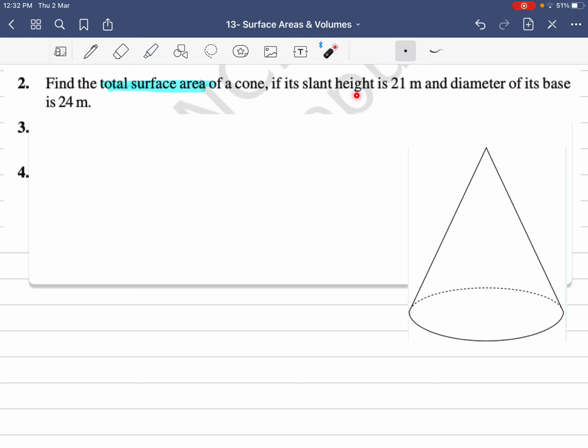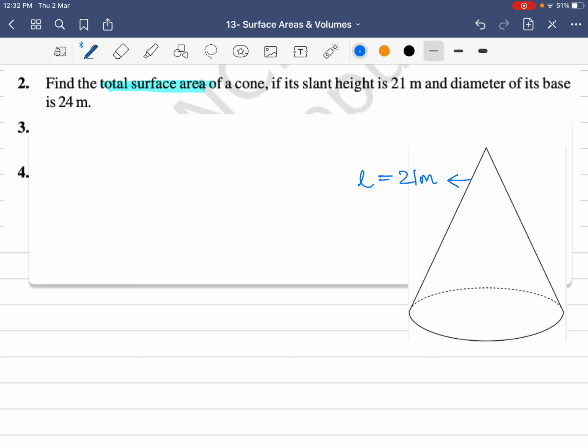Total surface area of the cone, if the slant height is 21 meters. So let's first make a note of that. Slant height is L, so L is equal to 21 meters. And diameter of its base is 24 meters. So once again, a diameter is given to us. So I'm going to just represent it visually. So for this diameter, I'm going to write a D. D is equal to 24 meters.